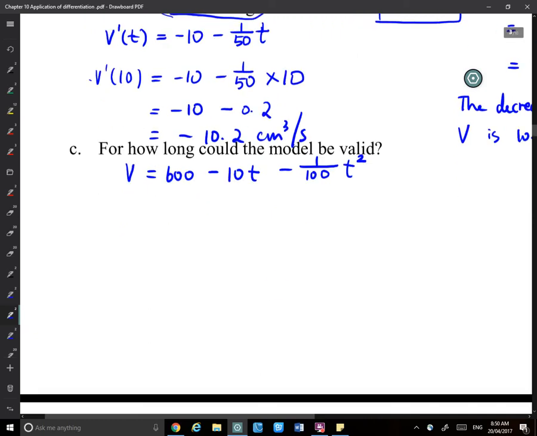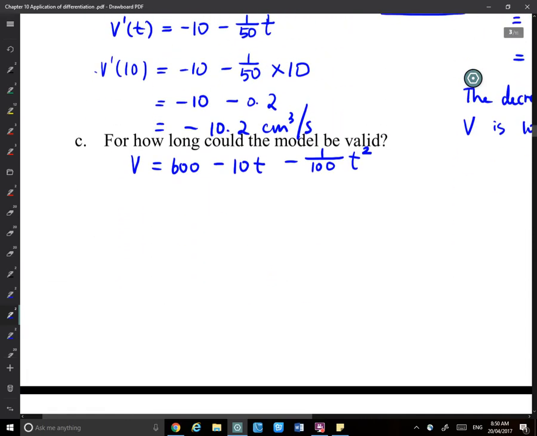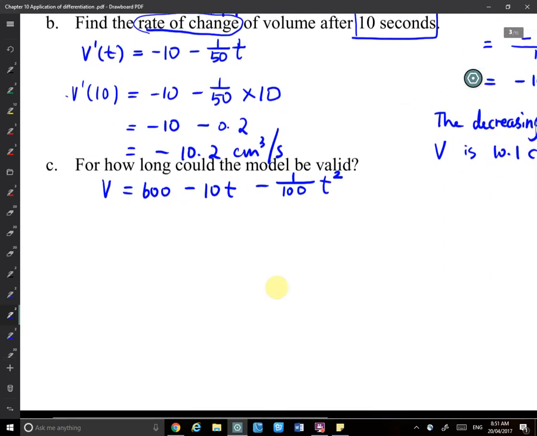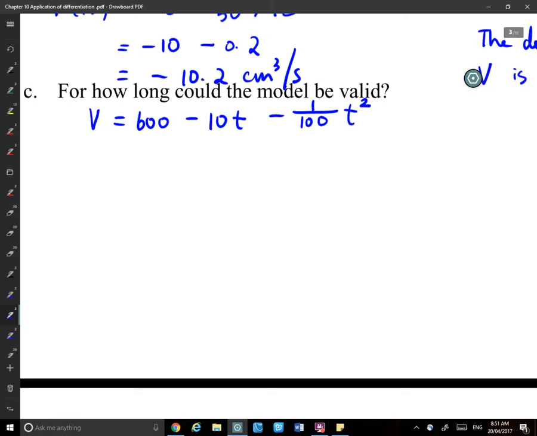The last question says, for how long could the model be valid? That's a really general question, not really related to rate of change. It's kind of an application question. You think about what can be true or make sense. The volume can't decrease to a negative value, and you can see that's a quadratic equation. So you will say it's valid for t greater than or equal to 0.